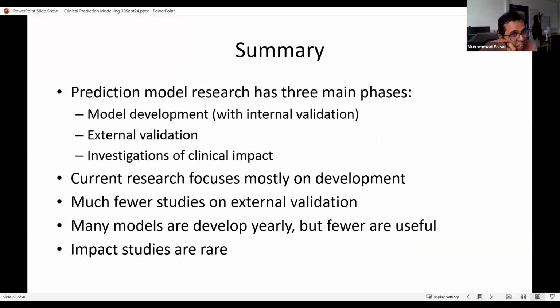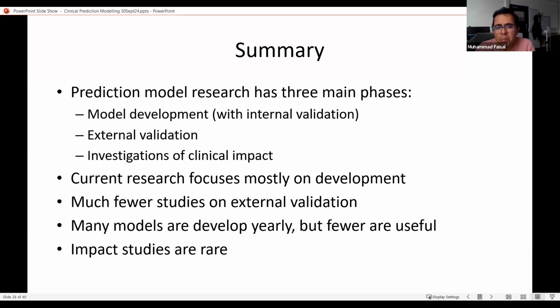So in summary, this prediction research has focused on model development, external validation, and clinical impact. Mostly these models are developed only on the development cohort, and they're really only focused on development, not on validation. There are very few studies with external validation, I would say 1 in 4.